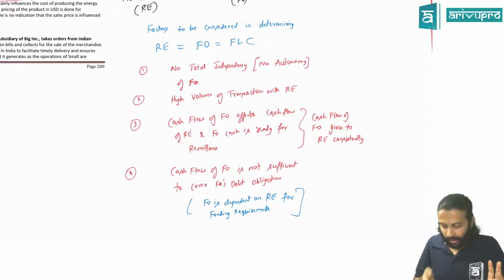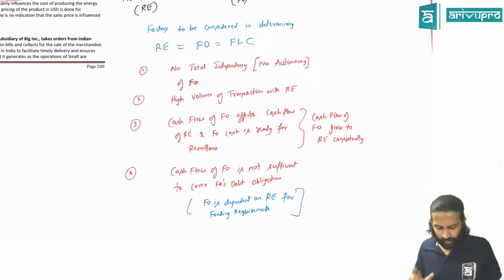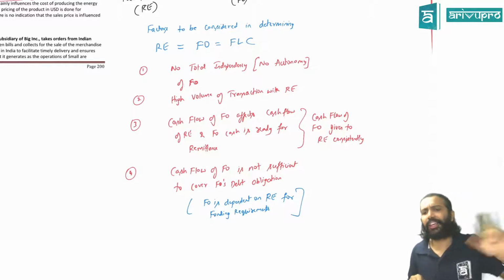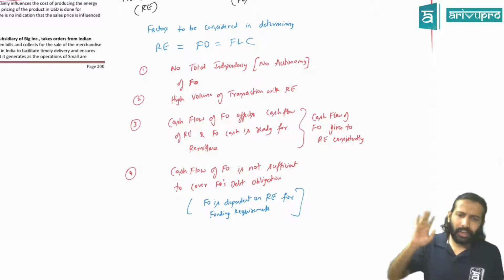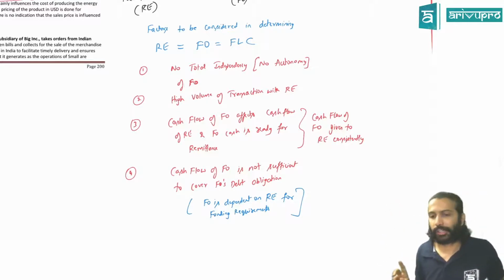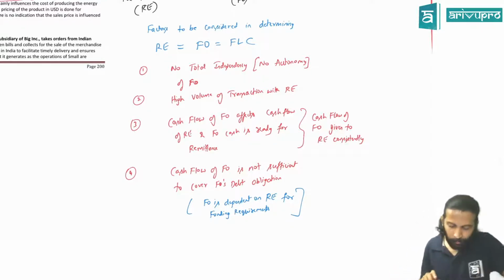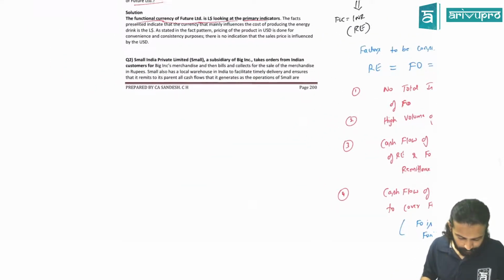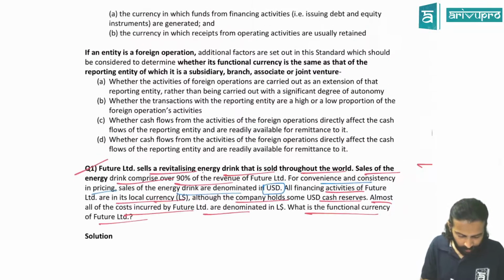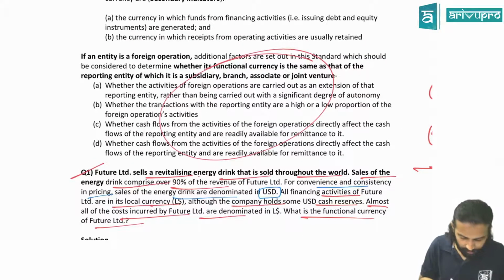If they fail, not necessarily all of them should fail. If most of the indicators are not satisfied, then you will conclude the reporting entity and foreign operation have a different functional currency. Can we apply this in the next case study? This is what they've given here. What we just wrote now, that's what they've given here.